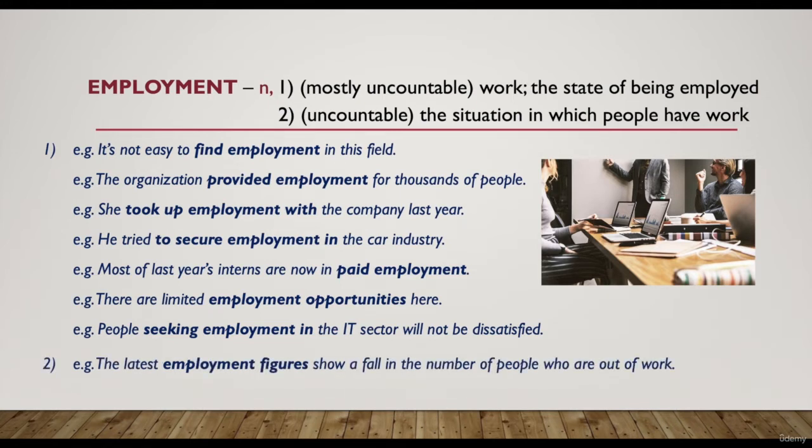And an example: the latest employment figures show a fall in the number of people who are out of work. Employment figures normally show how many people in a region or in a country have jobs. The government aims to achieve full employment within 3 years. That means the government has a plan. The government wants all of the people in the country who are able to work to have jobs.